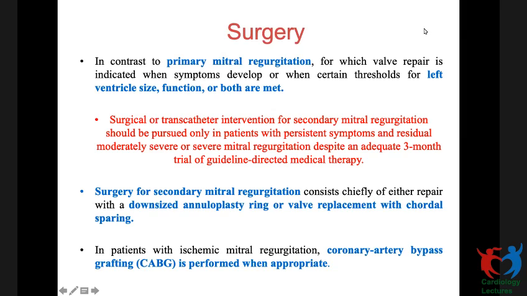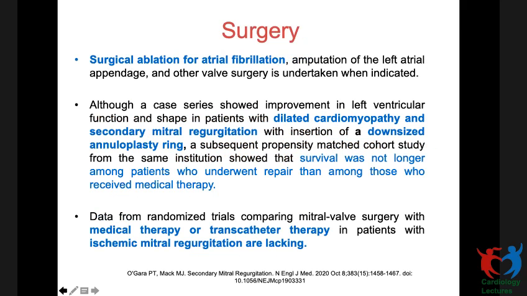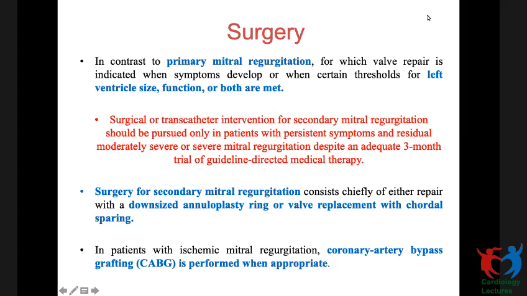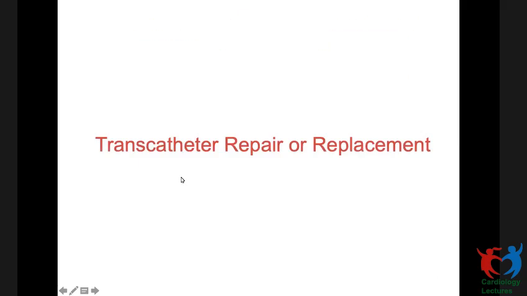Regarding the next one, it is surgery. In contrast to primary mitral regurgitation, for which you talk intervention, then surgery. Oh, okay, sir. The most important thing is. Okay, otherwise surgery you do it afterwards.